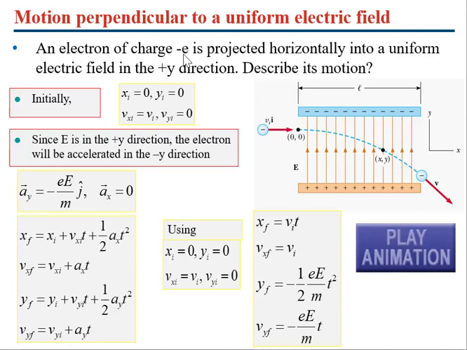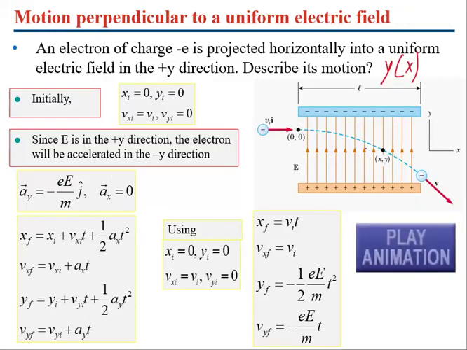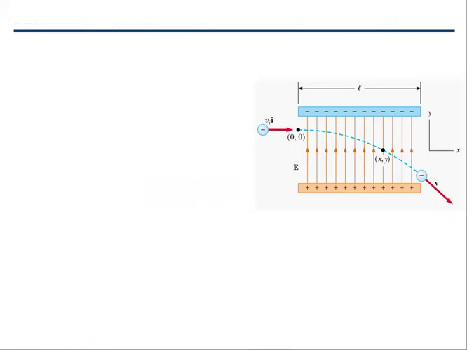An electron of charge minus e is projected horizontally into a uniform electric field in the direction of positive y. Describe the motion. Describe the motion, that means write the equation of y as a function of x. Okay, so what are we going to do in this case? We will take the figure with the initial conditions, and we will try to solve.